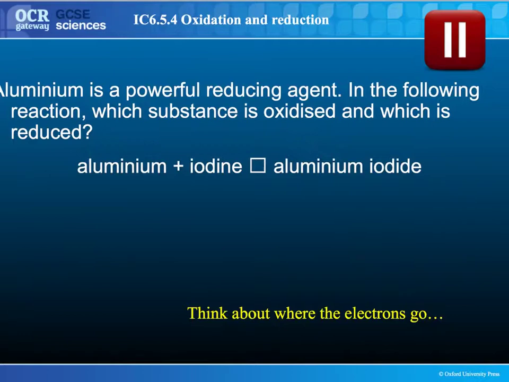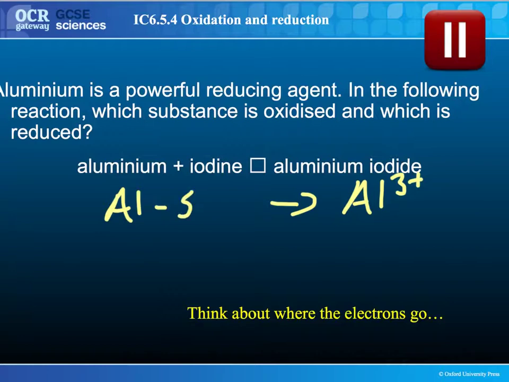Okay, another example, we need to think about our half equations. We're starting with aluminium. Now when aluminium forms ions, it forms Al3+ ions. Therefore, it must be losing electrons, and it must be losing 3 of them, giving us our half equation there. If it's losing electrons, it's becoming oxidized.